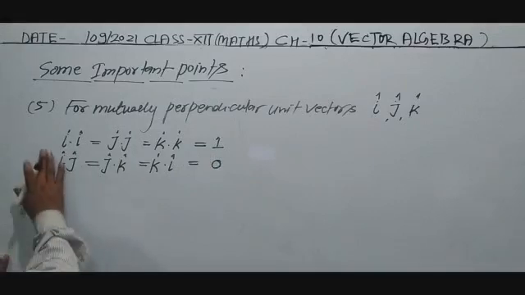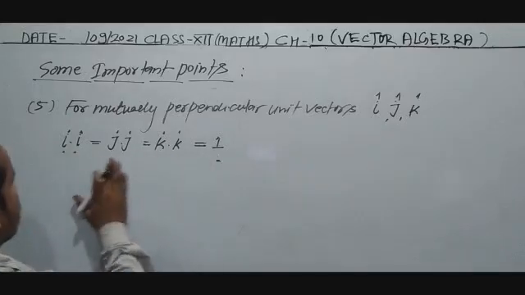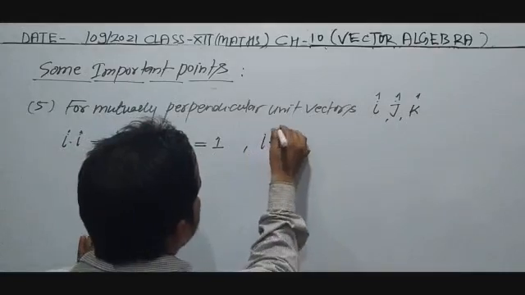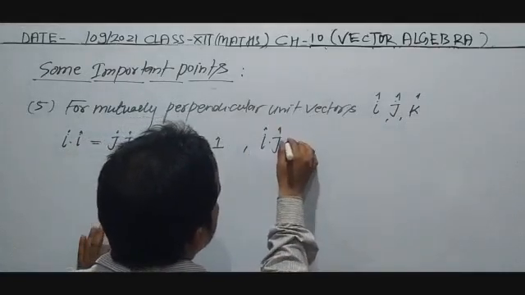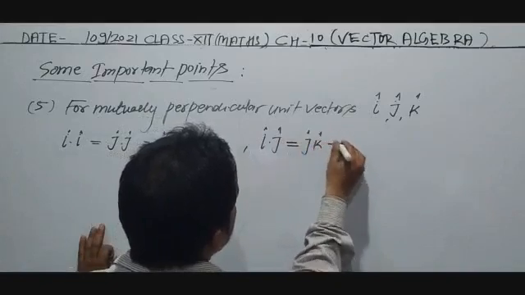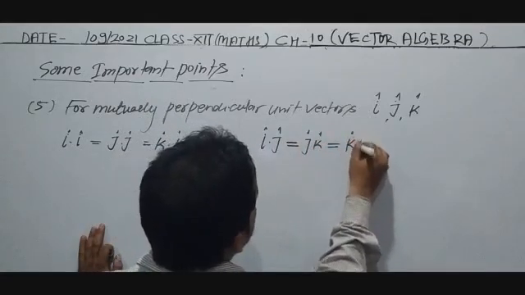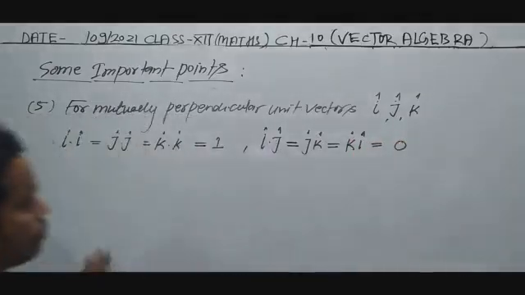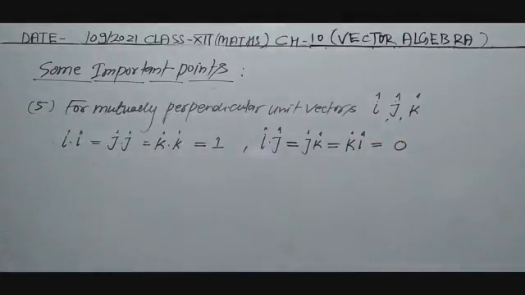I am writing here because there is no space. i dot j is equal to j dot k is equal to k dot i, all are unit vectors. So its result will be 0. Now come to the sixth point. What is the sixth point?